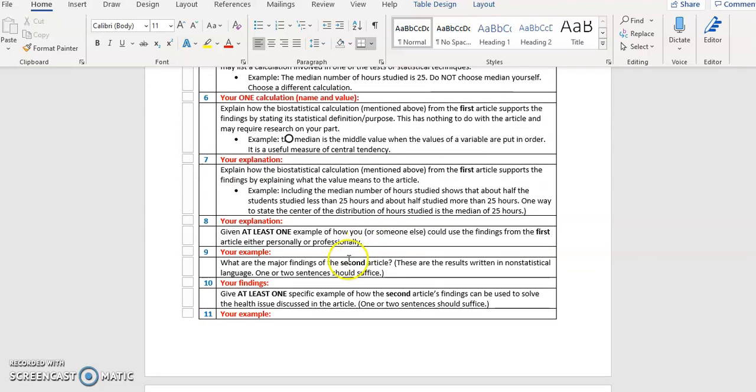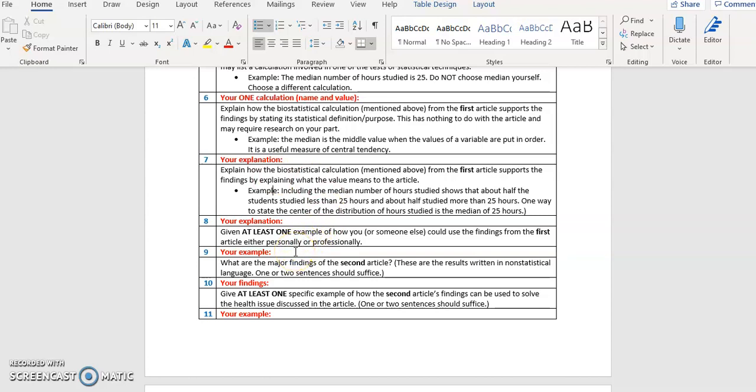Now, number 8 is about the article. It says explain how the biostatistical calculation mentioned above, again in number 6, from the first article supports the findings by explaining what the value means to the article. In other words, why did the author include this value in the publication? So our median example would say, including the median number of hours studied shows that about half the students studied less than 25 hours and about half studied more than 25 hours. One way to state the center of the distribution of hours studied is the median of 25 hours. So I've expanded on the idea of what a median is, and I've included information about this study, about the actual value of the median and why they included it.